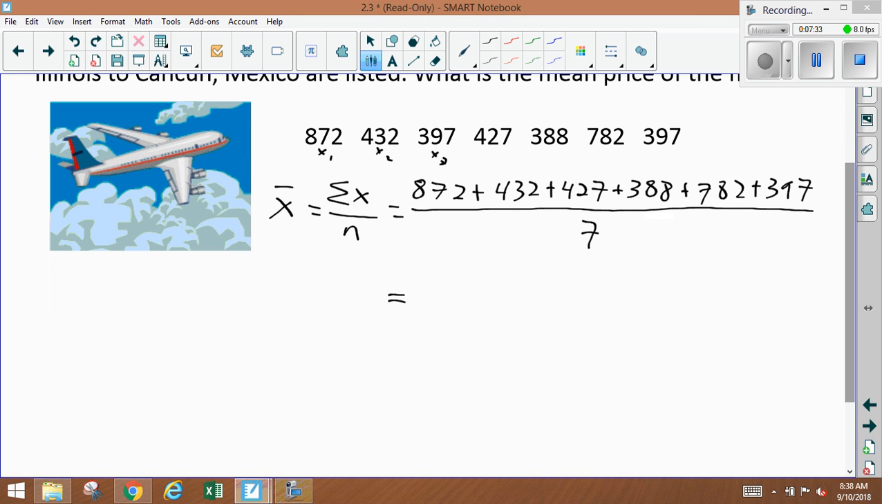Yep, so we wind up with 3,695 divided by 7, which is approximately, right? I'm going to have to round. So I put that in my calculator and I got 527.8571429. I have a feeling it keeps going. So I'm going to have to round.